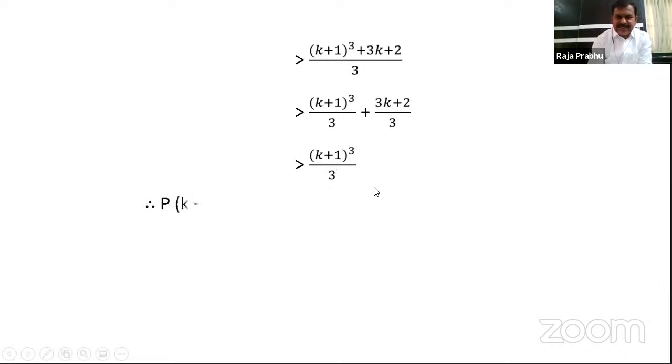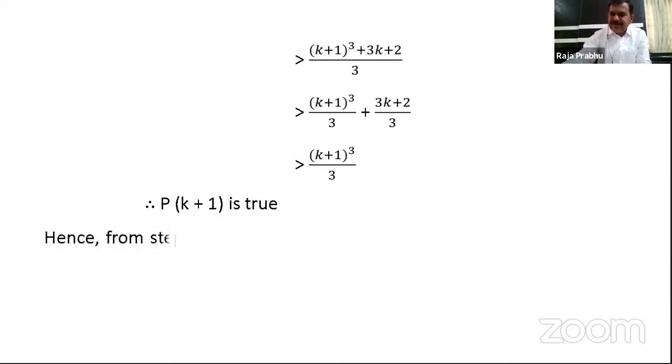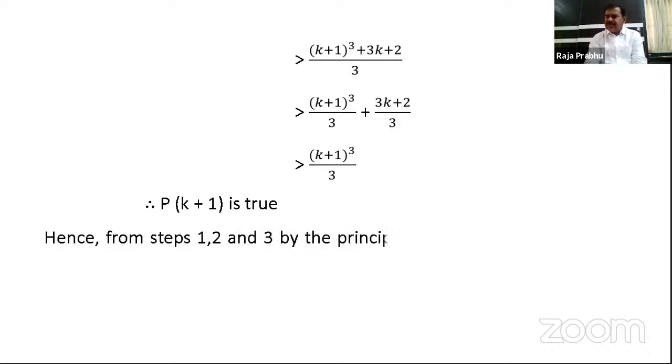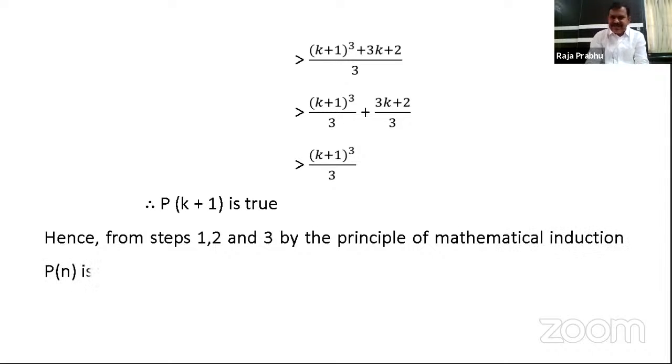This LHS, that is the total LHS part, that is 1 cube plus 2 square plus and so on up to (k plus 1) whole square, will compulsorily be greater than (k plus 1) whole cube by 3. That means P of k plus 1 is true. So it is verified for n is equal to k plus 1 also. Therefore, it is verified for n is equal to 1, for n is equal to k, and at n is equal to k plus 1, means all the three steps are followed.